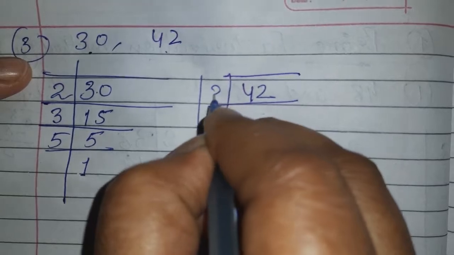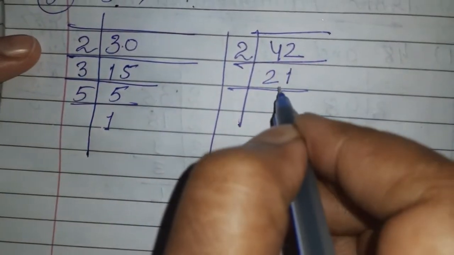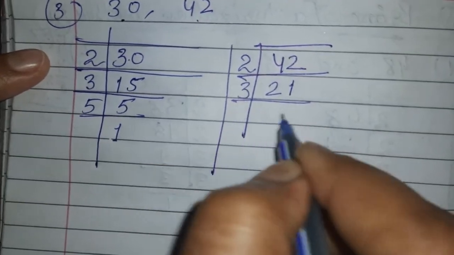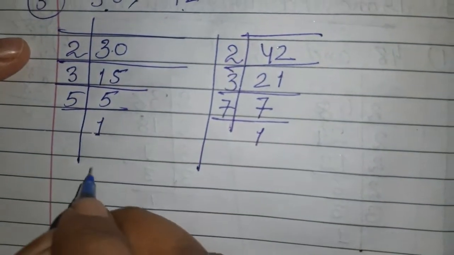It is divisible by 2. 2 2s are 4, 2 1s are 2. Now 21 is divisible by 3. 3 7s are 21, and then 7 1s are 7. Now what are you getting?